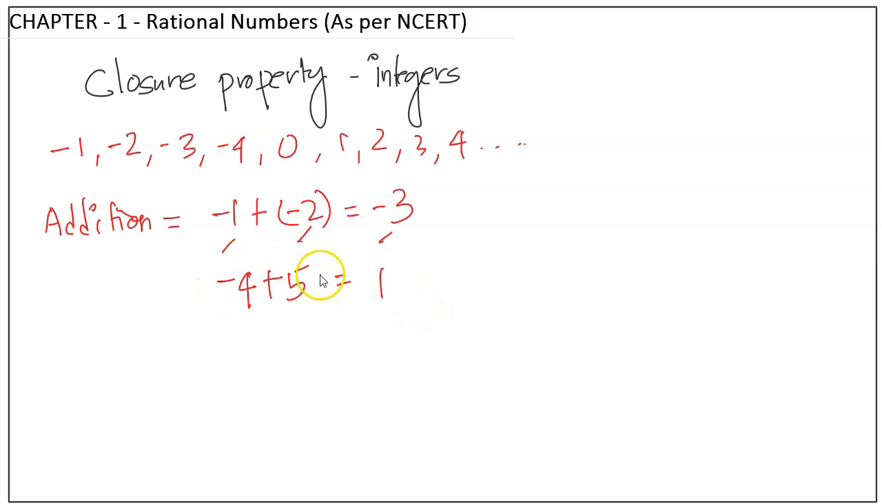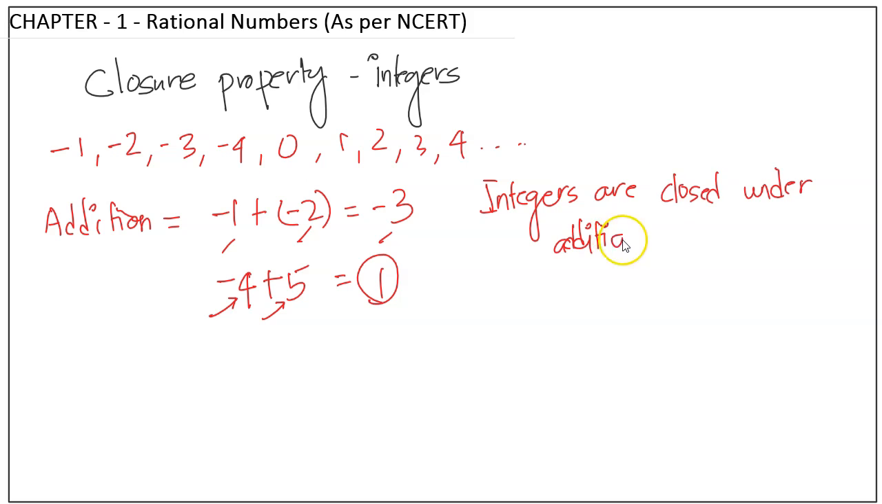I'm just explaining this process as well. If you have any doubt also, you'll get it clarified. So now if you look at this, this is an integer, this is another integer, if you add we get an integer also. So integers are closed under addition. Clear?